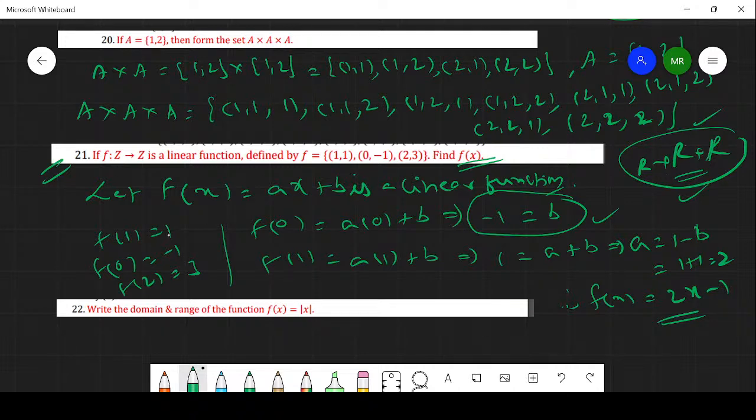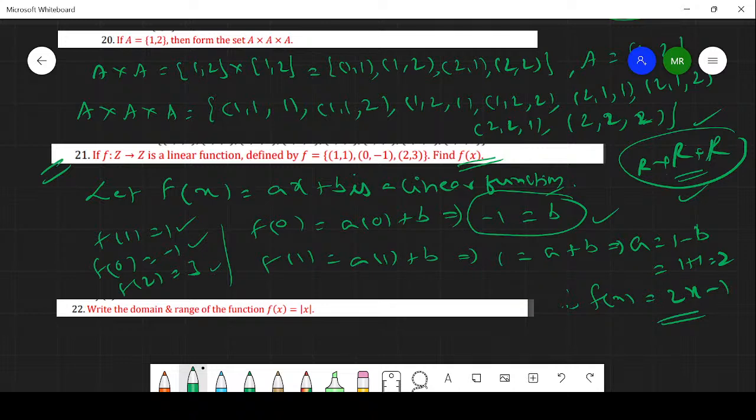The given f of 1 is equal to 1, meaning when x is equal to 1, y value is 1. f of 0 equal to -1. f of 2 equal to 3. You take f of 0 because it's simple to eliminate a. Substitute f of 0: a into 0 plus b. But you know f of 0 is -1, so b equals -1. We got the b value. You take either f of 2 or f of 1, anyone you can take. I have taken f of 1 equal to a into 1 plus b. So 1 equal to a plus b. We know the b value.